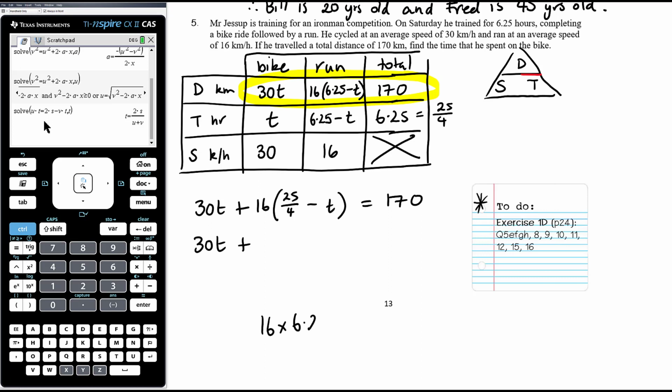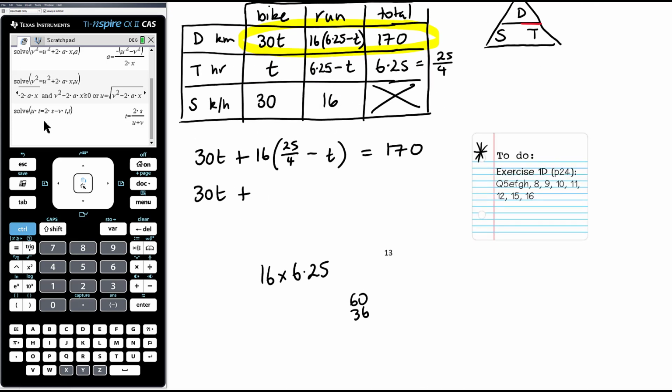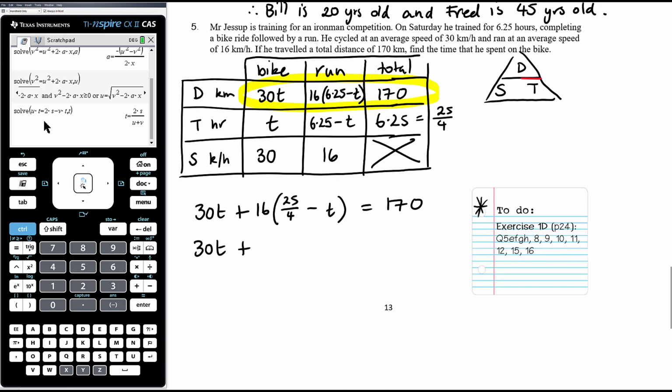16 times 6.25, to think about, well, 16 times 6, 10 6s is 60, 6 6s is 36, and then 16 times 0.25, or 4 times 0.25 is 1, 16 times 0.25 is 4, and adding it up that way. But personally, I'm happier working with fractions. It's more about whole numbers. So what did we decide that was? It's 100. And then take away 16 times t, take away 16t equals 170.